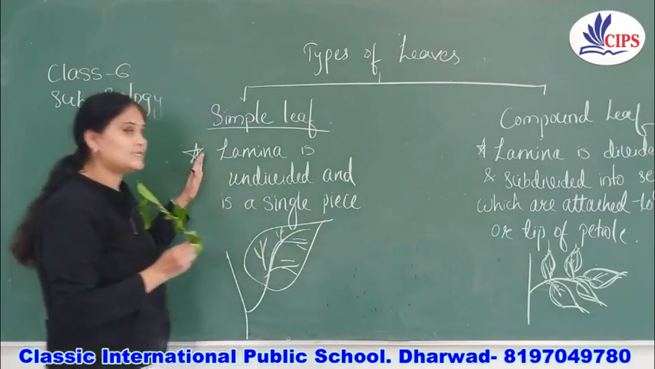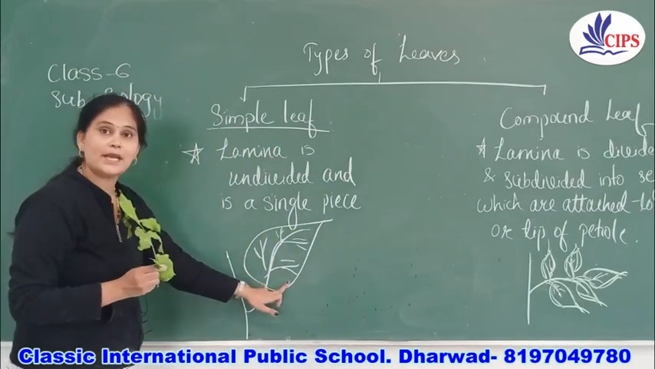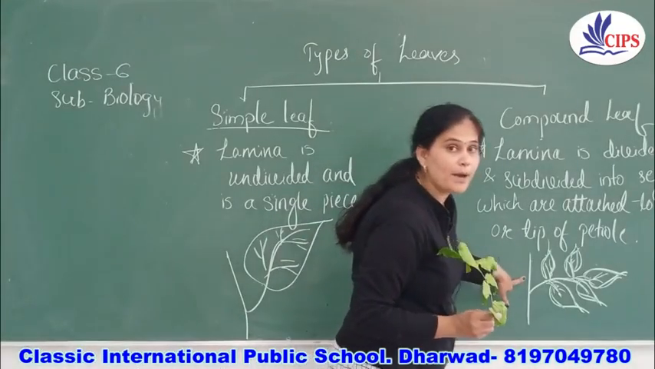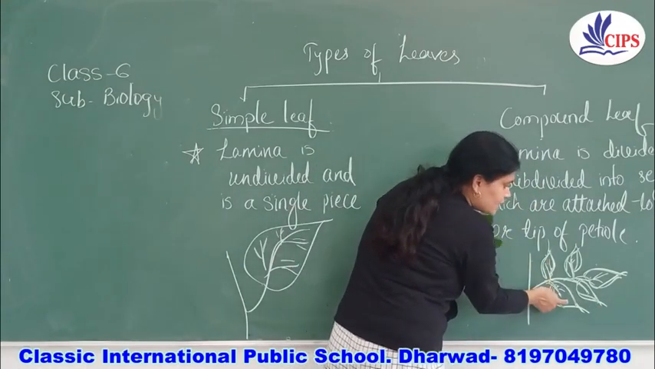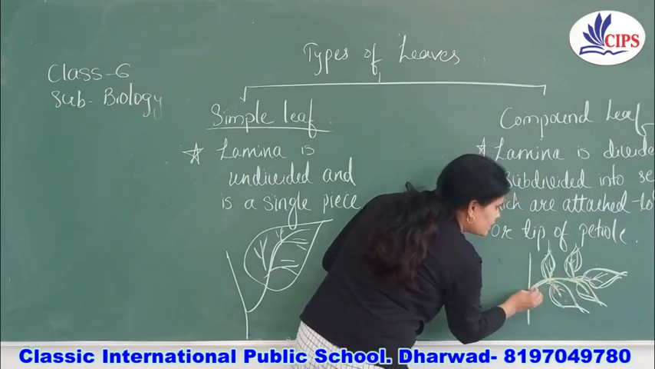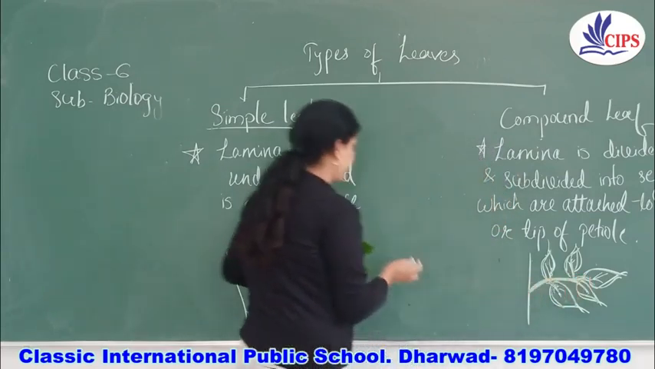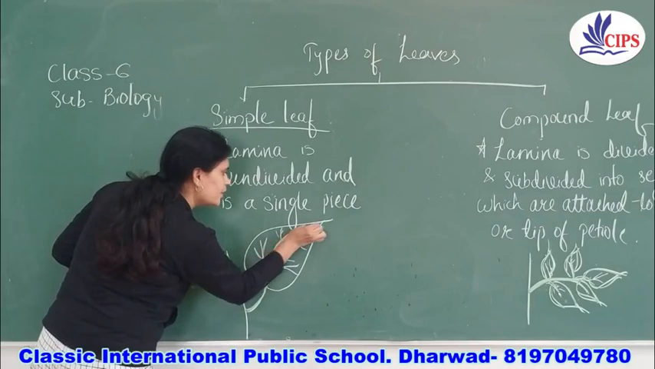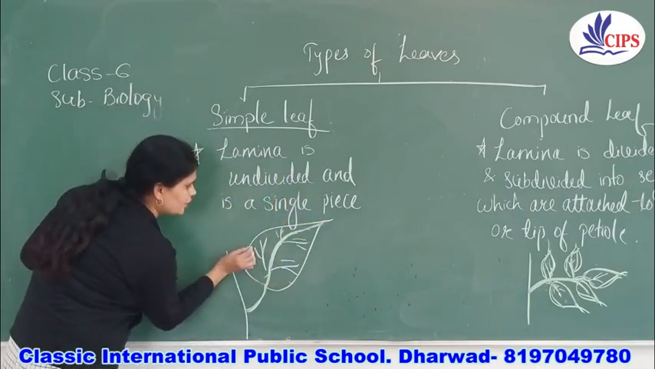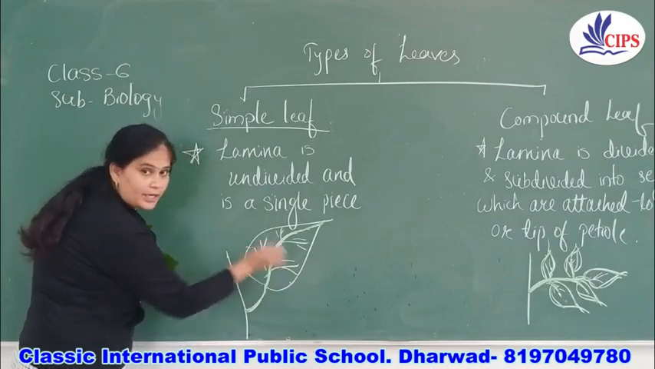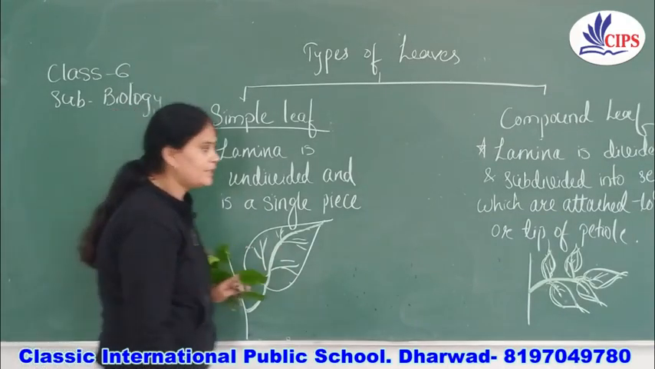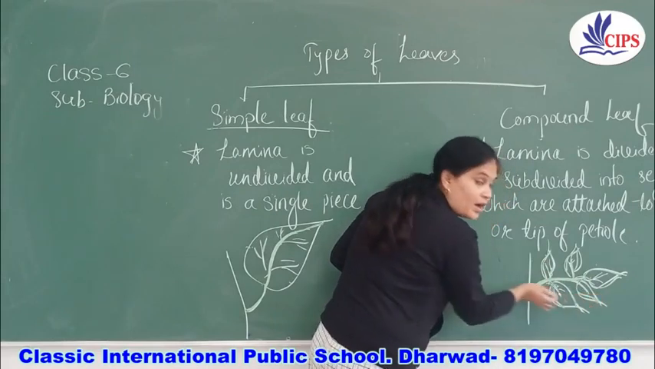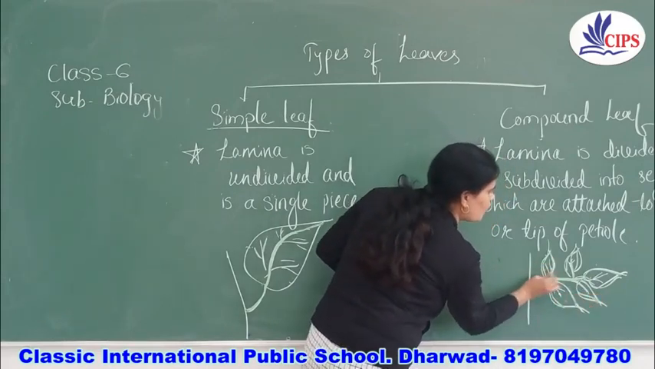See here, in the simple leaf, there is a single leaf. Here the lamina is not divided. It remains as a single leaf. Whereas in the compound leaf, the lamina is subdivided. This is a petiole, and this petiole continues into the lamina as a midrib. So this lamina remains single and is not dividing. But in the compound leaf, this is a petiole, and one lamina is divided and subdivided into small segments.